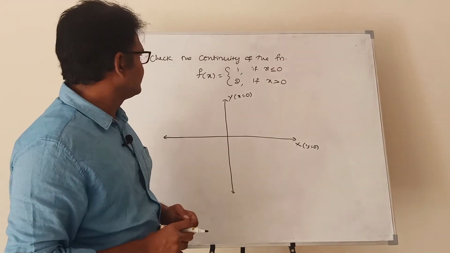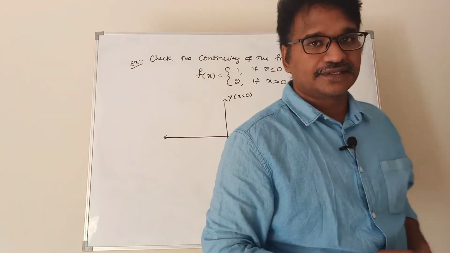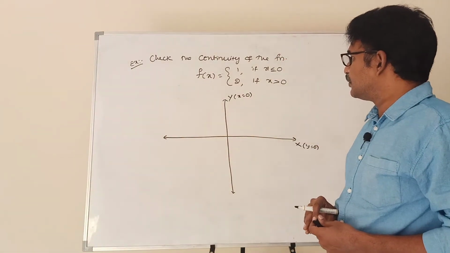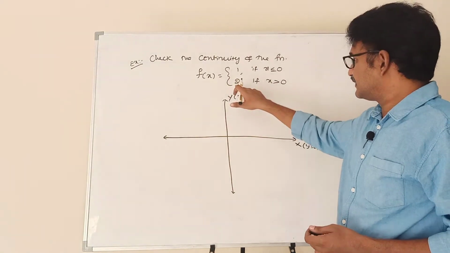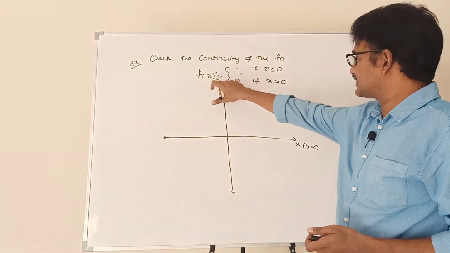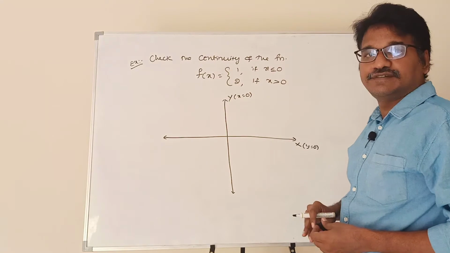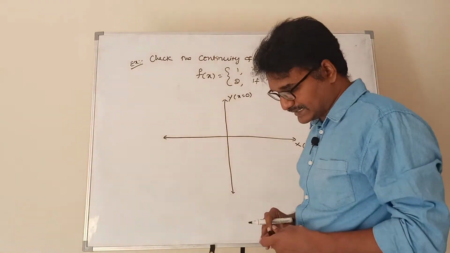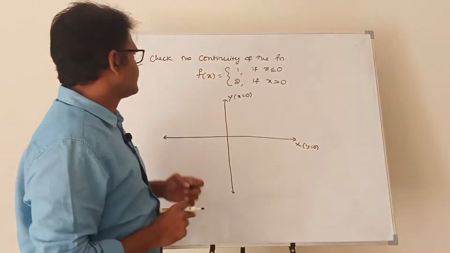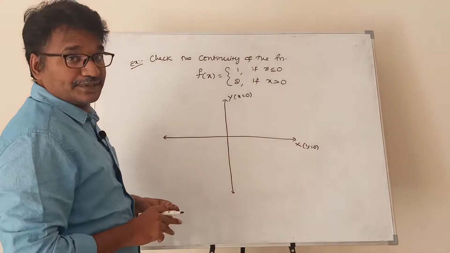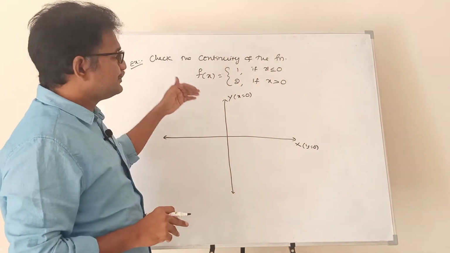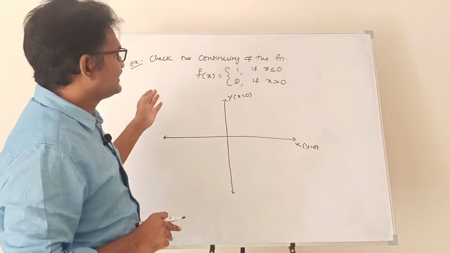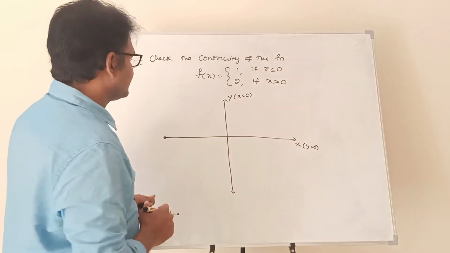Example problem I am giving. Check the continuity of the function f of x, which is equal to 1 when x is less than or equal to 0, and 2 when x is greater than 0. So what is continuity? Just now I said, if you can draw a graph without lifting the pen on the paper, then it is called a continuous function, otherwise a discontinuous function.